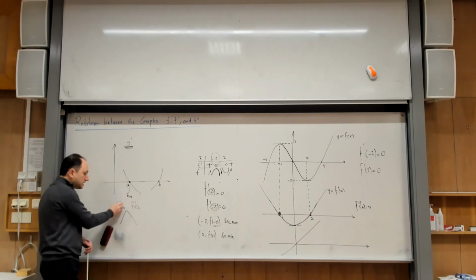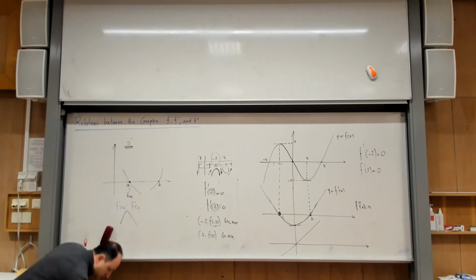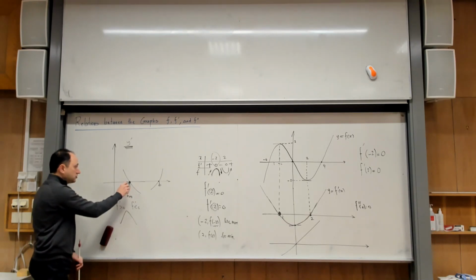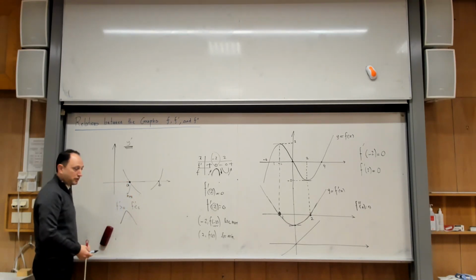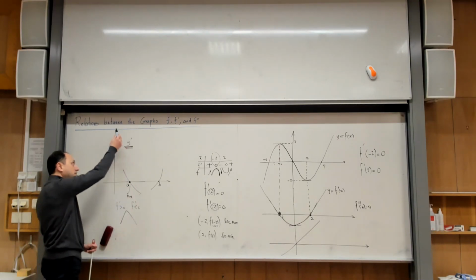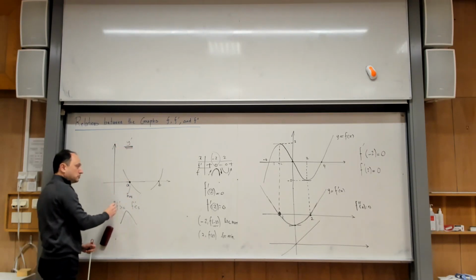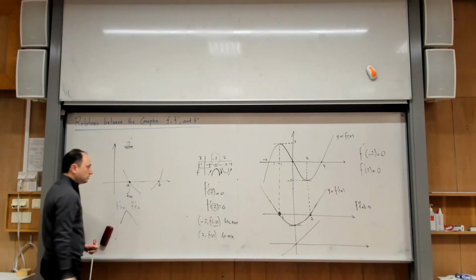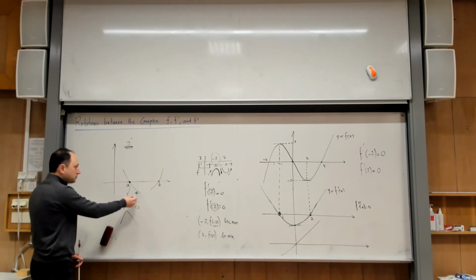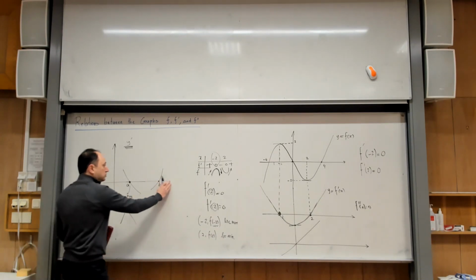Not here. This is, of course, not a maximum for this function, you see. This is just an ordinary point for this function. But for the derivative, for the function itself, this is a local maximum. And for the same reason, this is a local minimum. Okay, now can you just be qualitative like that? I don't want you to be precise.